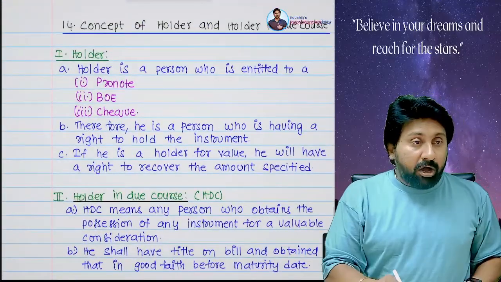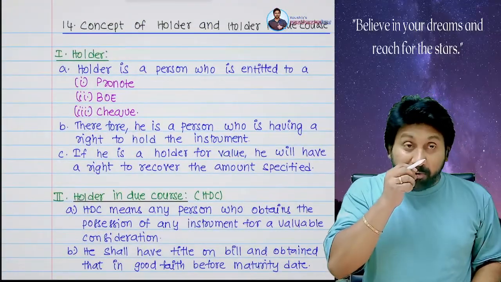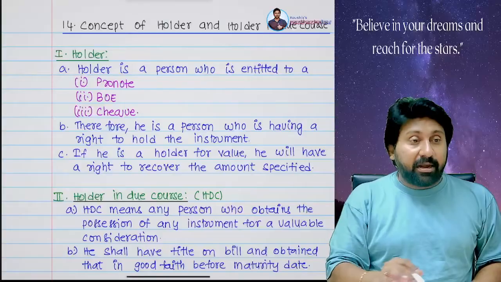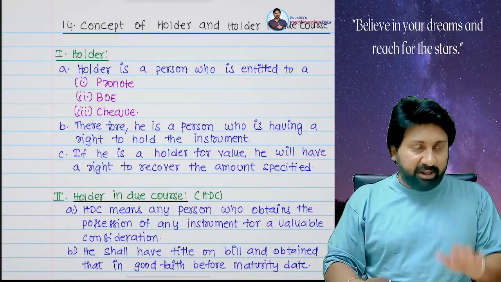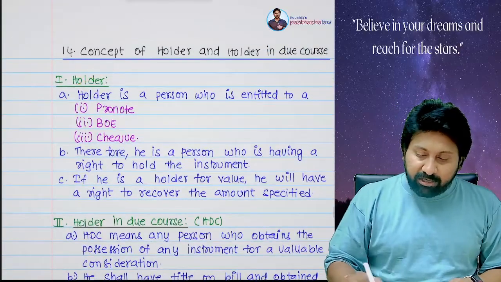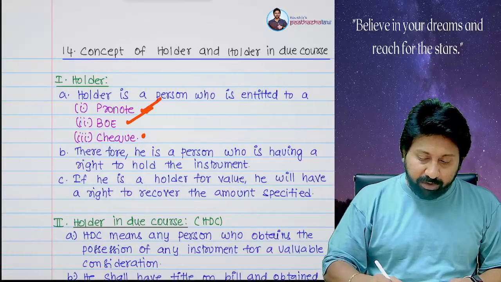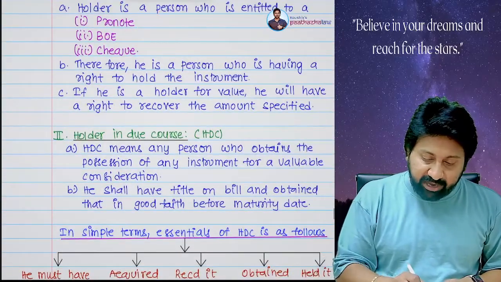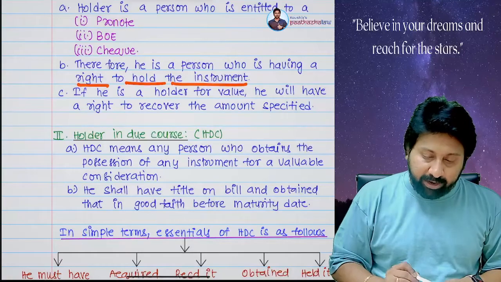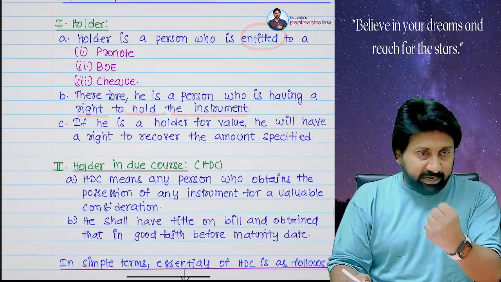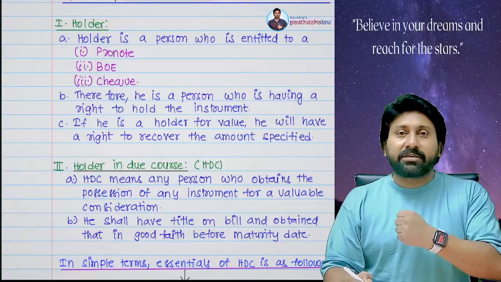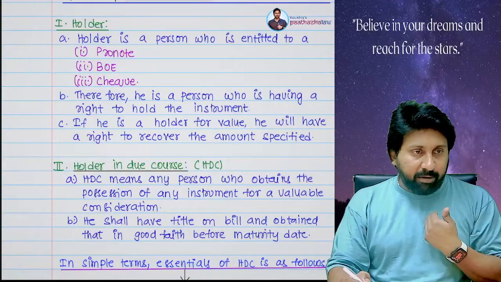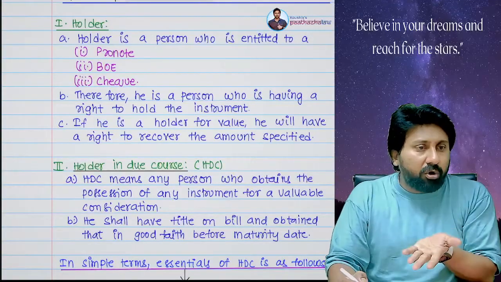Next. Concept of holder and holder in due course. This is not there in the study material, but questions are coming on this. Listen carefully. Who is a holder? A holder is a person who is entitled to a promissory note, bill of exchange or a check. Therefore, he is a person who has a right to hold the instrument. Entitled means right. Right to hold means what? You have to pay me some amount. You gave me a check. I have a right to hold it.